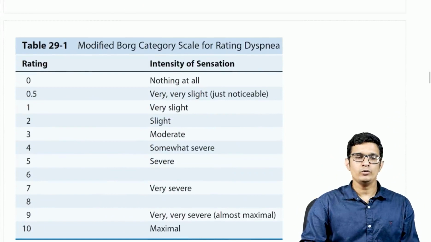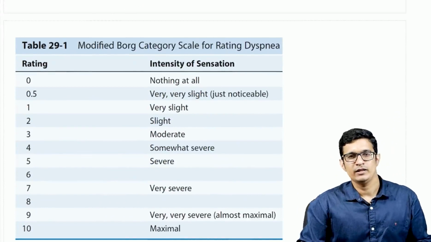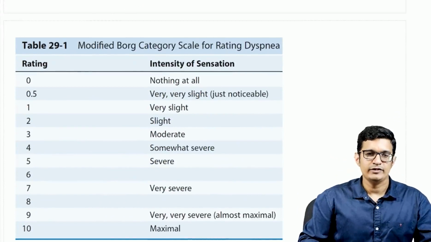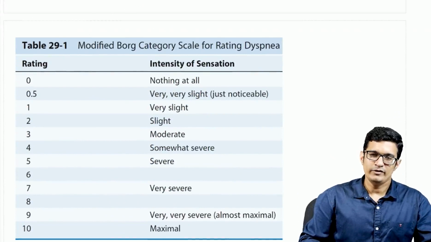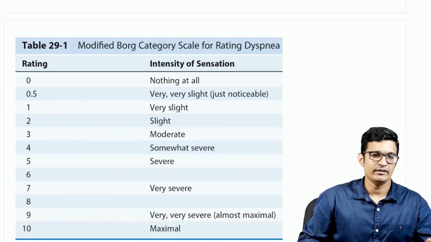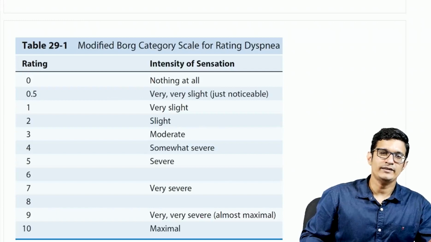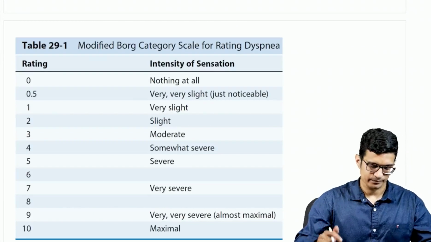Now, how do you grade the breathlessness of the patient? There are various scales. We have the Sherwood-Jones scale, the modified Borg scale, and the MMRC scale. The widely accepted scale for your exam purpose is the Modified Medical Research Council grading of breathlessness, or the MMRC staging of breathlessness.